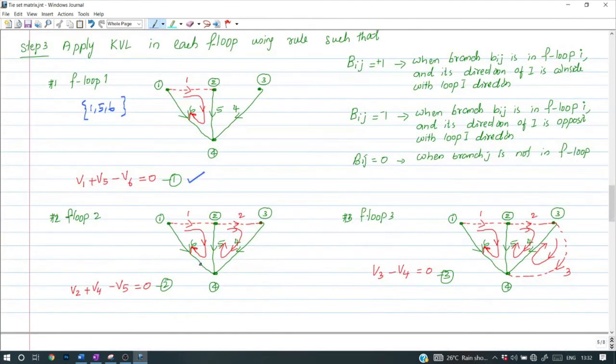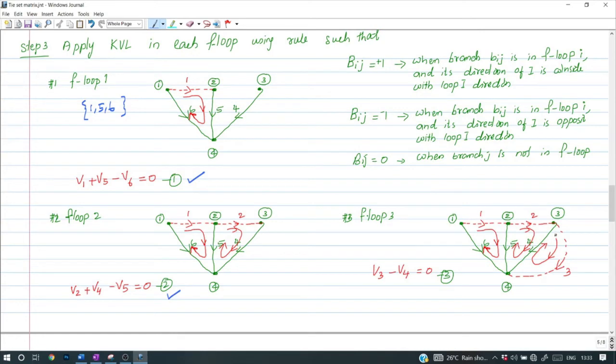Next, let's take fundamental loop 2. So this is your fundamental loop. Here the direction of loop current is taken as the direction of this link 2. Let's consider the KVL equation over here. V2 plus V4, as the branch current direction is the same as that of this loop current. In branch 5 the direction of loop current and branch current is opposite, so its sign is minus V5. So the equation becomes V2 plus V4 minus V5 is equal to 0. Let it be equation number 2.